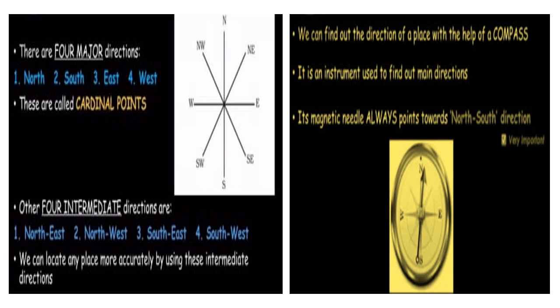So the directions are very important when we want to learn about a place. There are 4 major directions: north, south, west and east. Then we have 4 intermediate directions, which are northwest, northeast, southwest and southeast. These 4 intermediate directions are very important when it comes to locating a place more accurately. We can find the direction of a place using an instrument called a compass. It always points in the north-south direction, and once you know the north direction, we can easily find out the other 3 directions.